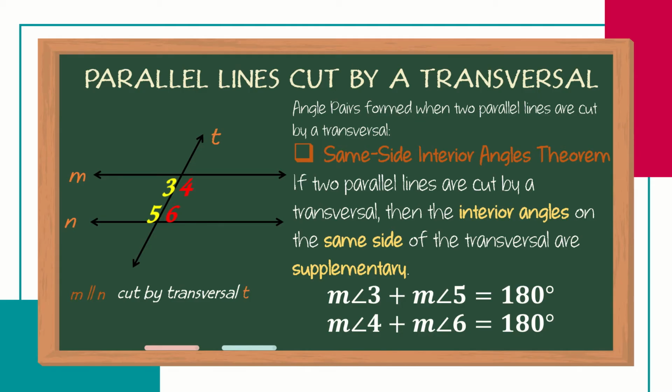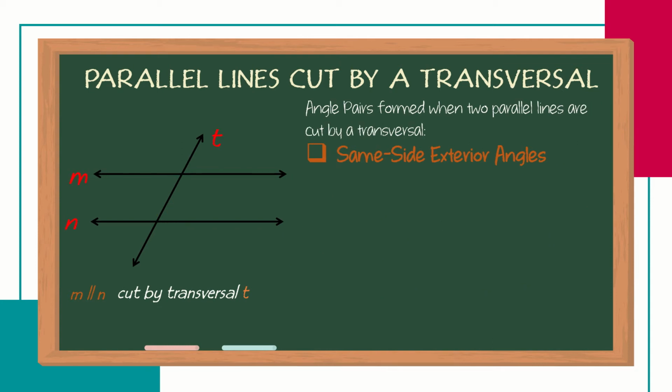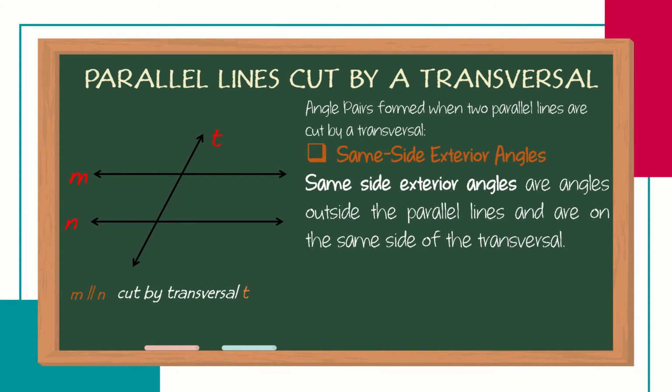For our next angle pair, we have the same side exterior angles. The same side exterior angles are defined as angles outside the parallel lines and on the same side of the transversal. Referring to the same figure, if M is parallel to N, then the two pairs of same side exterior angles on the same figure are angle 1 and angle 7, and angle 2 and angle 8.